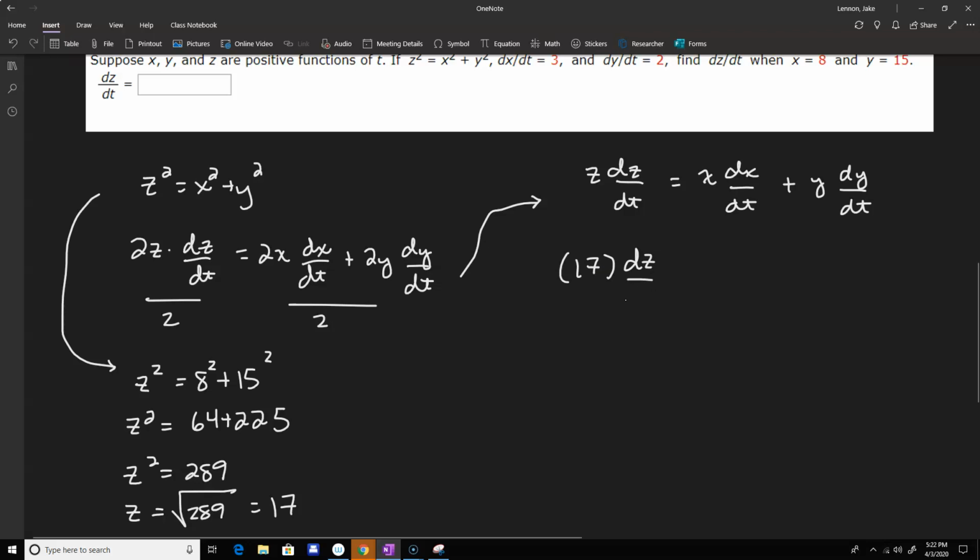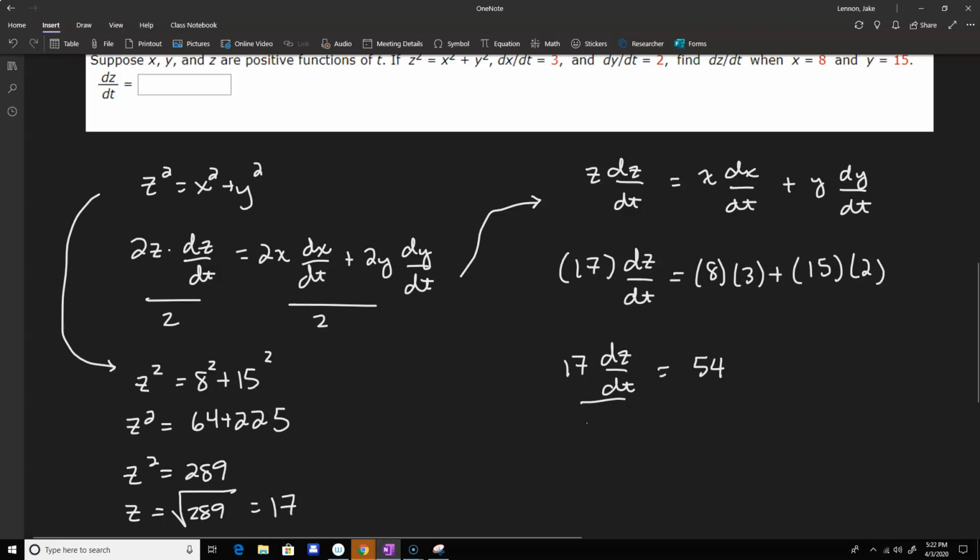dz/dt is the real thing we're trying to find in this equation. We're given that x is 8, dx/dt is 3, y is 15, and dy/dt is 2. So we end up with 17 times this dz/dt equals 24 plus 30, which is 54.